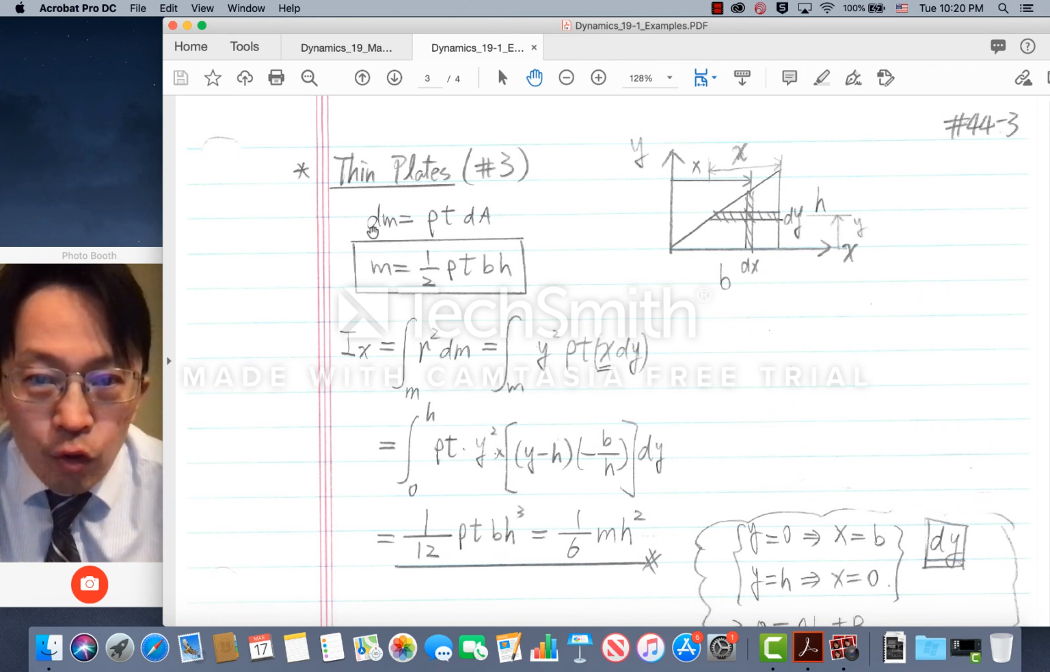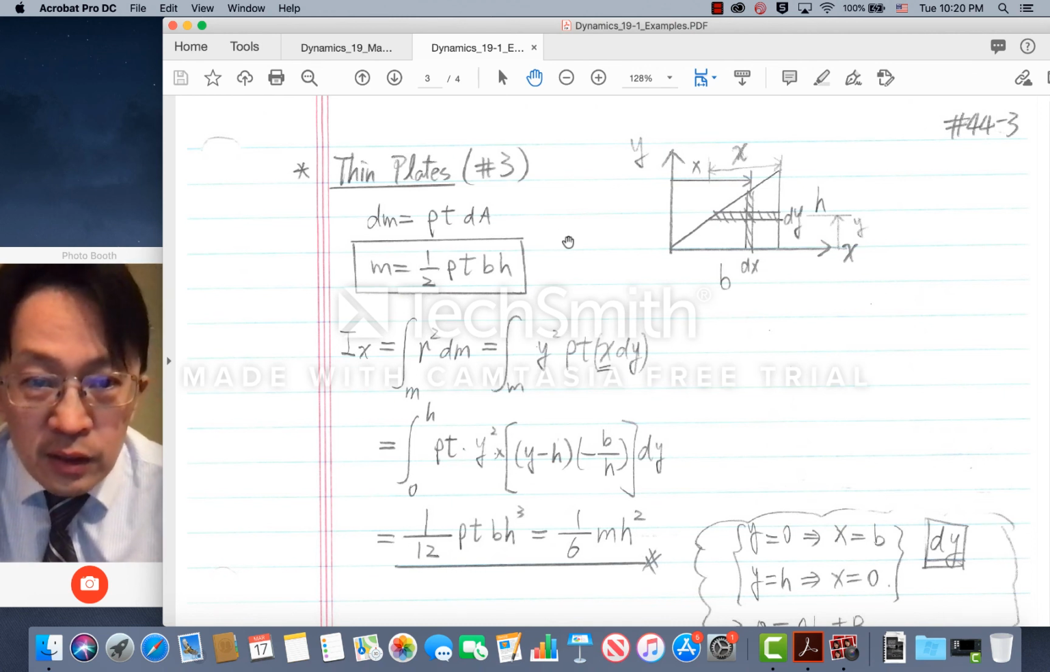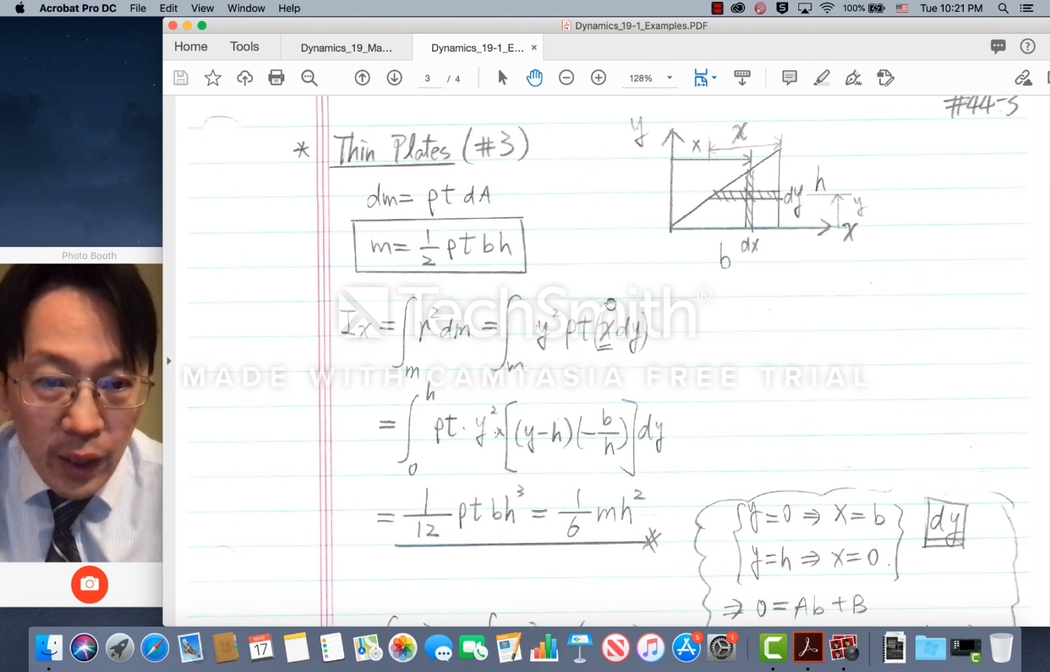First of all, formulate the unit mass dm to be the product of rho times t times dA. And of course, we know eventually we're going to calculate the mass moment of inertia in terms of total mass. So it is convenient to determine the expression of total mass at the beginning, which in this case is again 1/2 of rho times t times b times h. To find Ix, we will have to write down the expression in terms of r squared times dm, and dm is basically rho times dV. So here, once again, we arrive at this expression which regards x times dy.